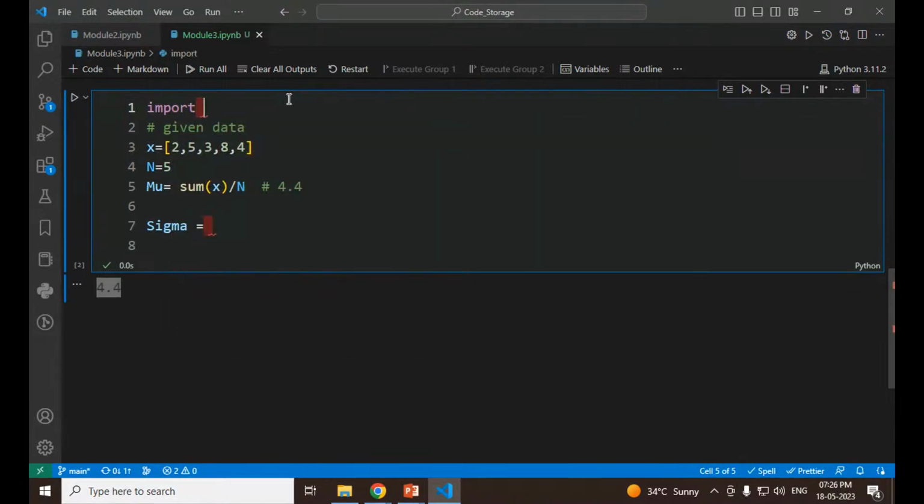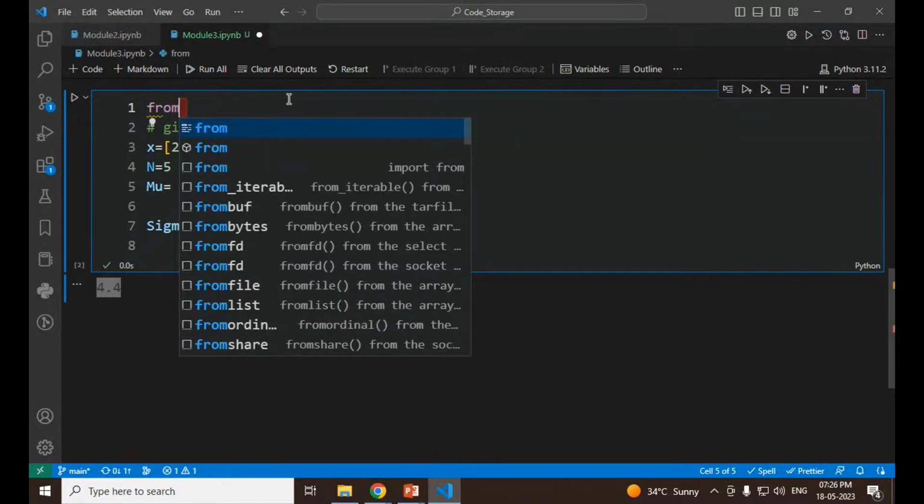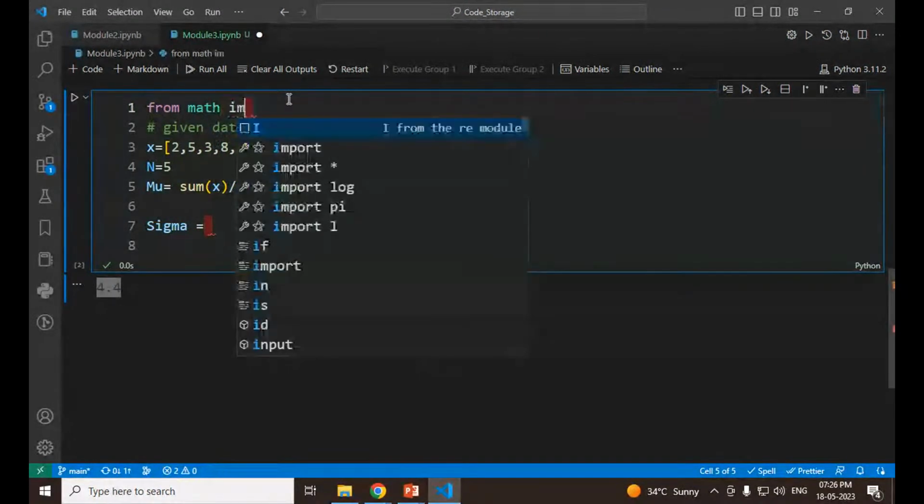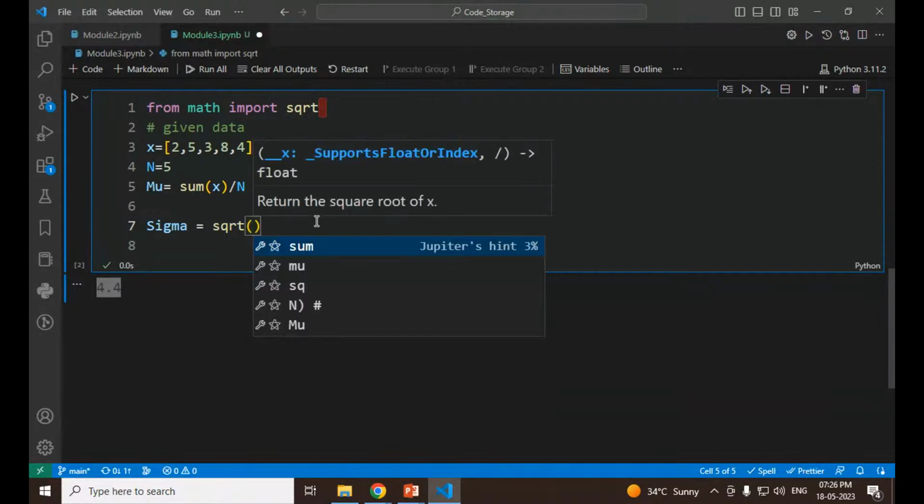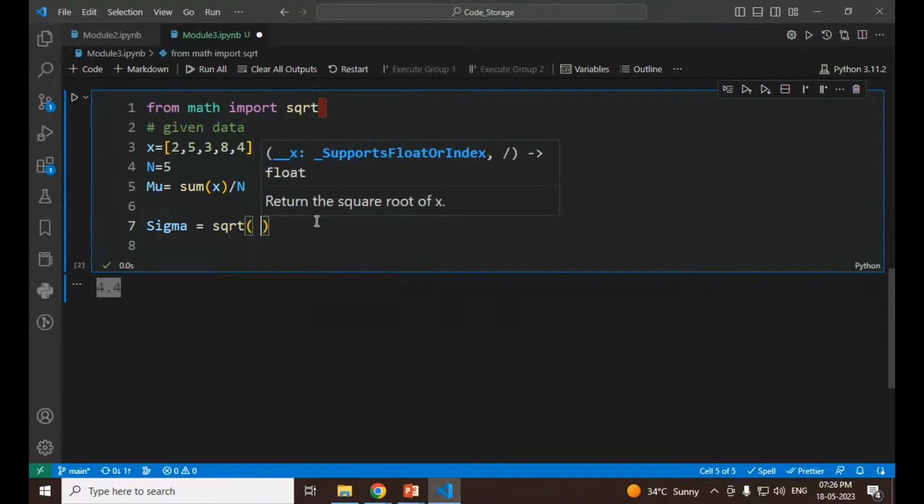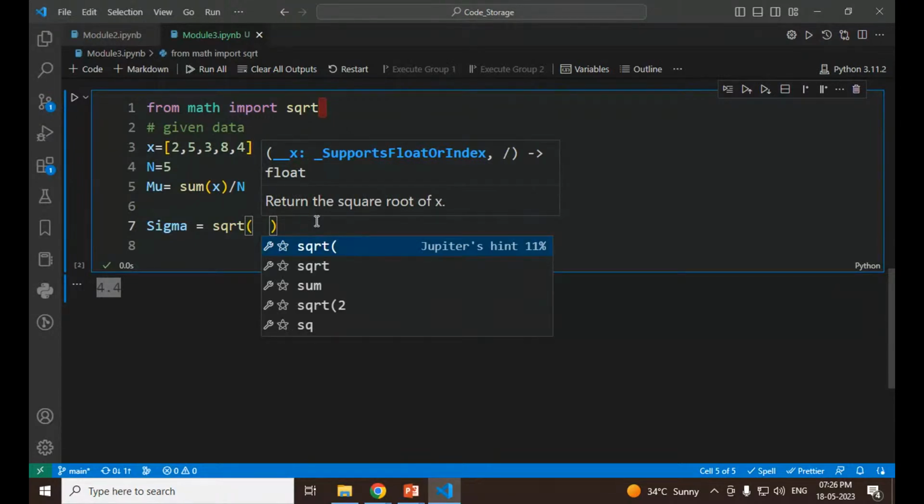Import. Okay, can I do it like this? From math import sqrt, enough? Okay, then sqrt of. I'm ready with the sqrt. Now what is the formula? Inside that, what do we need to do? We have two parts. Okay, let's take those two parts.